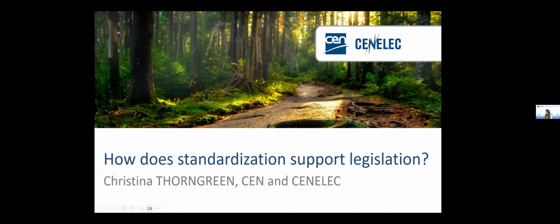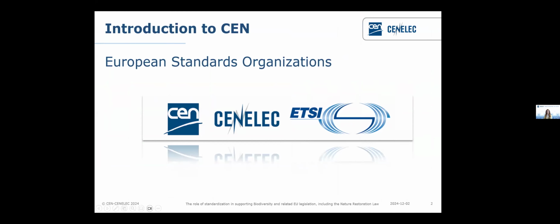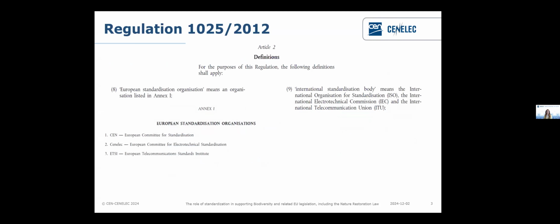Okay. So firstly, just an introduction for those who don't know. CEN is the European Committee for Standardization. We then also have CENELEC, which is everything to do with electrotechnology, and ETSI, which is telecommunications. CEN and CENELEC are based in Brussels, and ETSI is based in Nice. And these three are the officially recognized European standardization organizations by EU Regulation 1025.